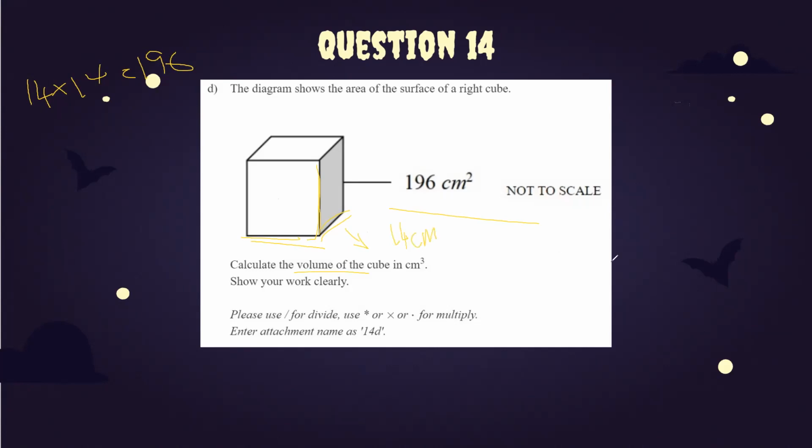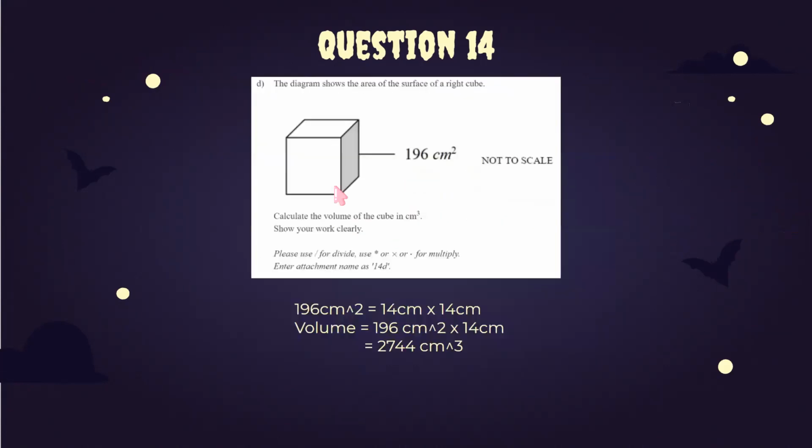So you can just use 196 times 14, one more length, which equals 2744 cm cube. So this is your answer for D. And this is the answer.